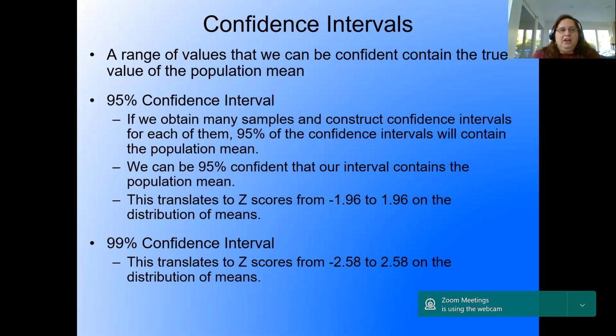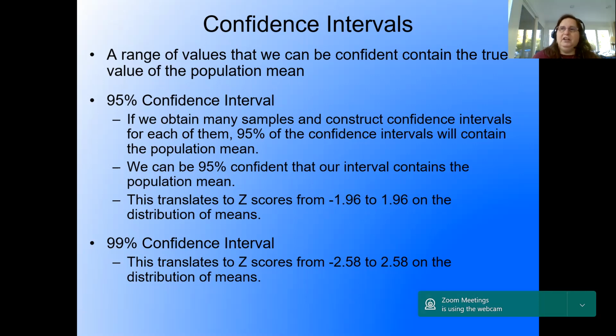So what does that imply for a 99% confidence interval? Well, that just translates to z-scores from negative 2.58 to 2.58 on the distribution of means. Okay, good. So what does all this mean though? Well, 1.96 and negative 1.96 might actually sound familiar to you because we used those numbers once before when we were talking about two-tailed distributions and putting 2.5% on each side. That's really the same thing that we're looking at here.